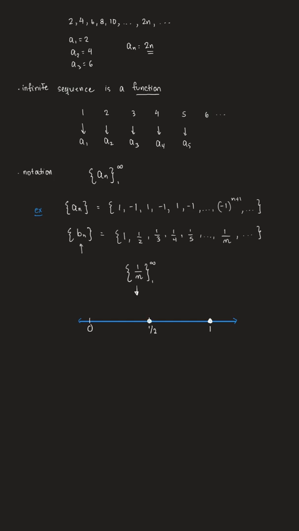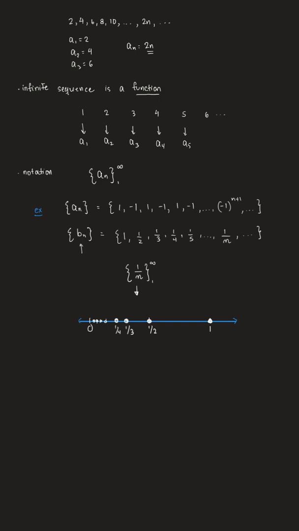The third term is a third, so maybe it's over here. Then a fourth, that might be over here, and so on. And you can see that as we keep going, the terms in the sequence are approaching the number 0. That's actually going to be important. We're going to talk a lot more about that. But for now, this is a graphical representation of our sequence.